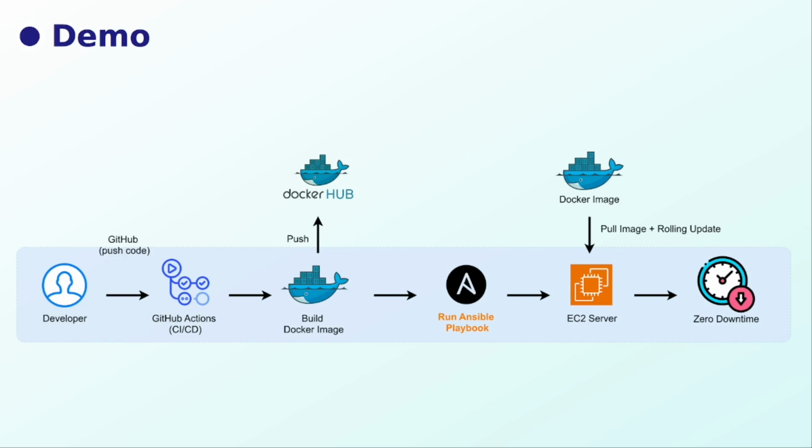Application demo. In this demo, we made a small change in the application. For example, update the UI text, then push the code to GitHub. Then the pipeline starts automatically.